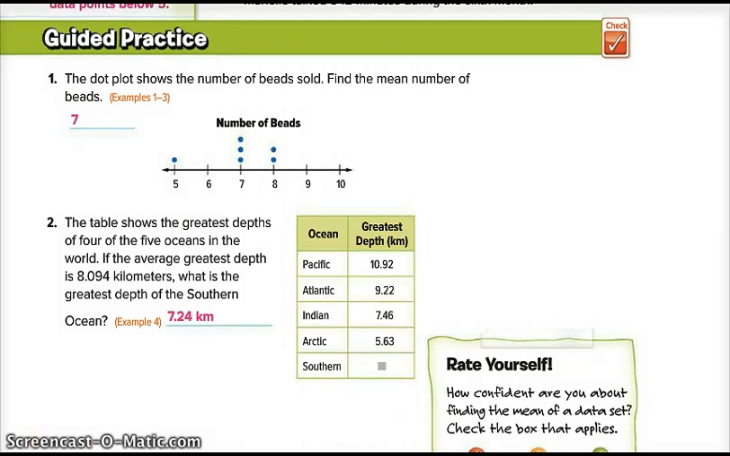So go ahead and check your answers. You should have 7 beads sold. And then for number 2, you should have 7.24 kilometers for the southern depth of the ocean.